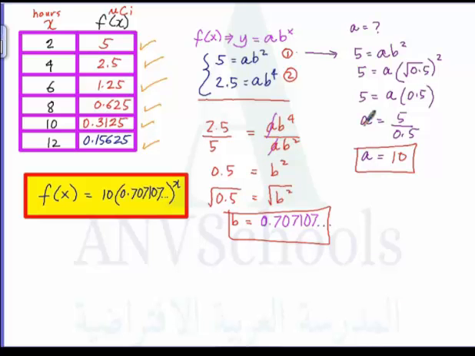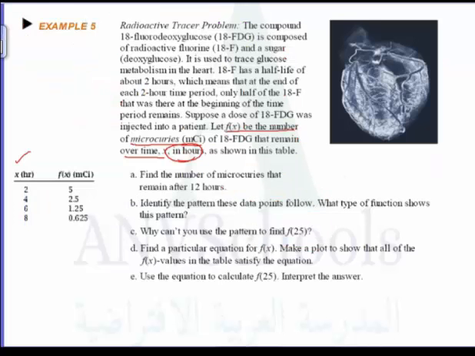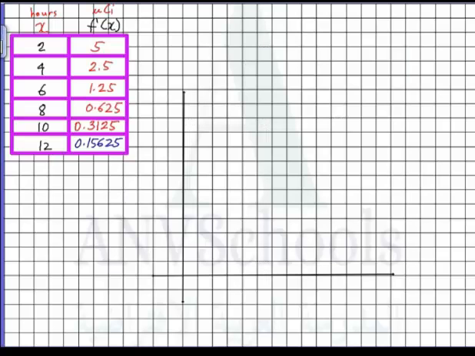So we now go to letter E. Use the equation to calculate f of 25 and interpret the answer. But first we are going to plot the graph of the equation. So let's use the normal grids. Every grid that you see here is equal to 1 unit for both the x and y axis. Let's label our x and y axis.